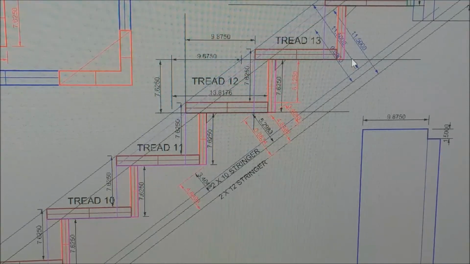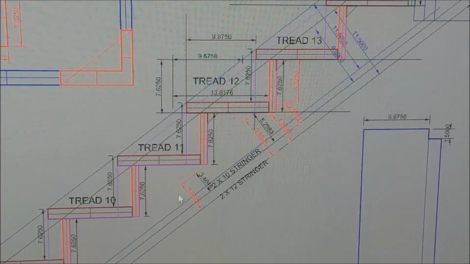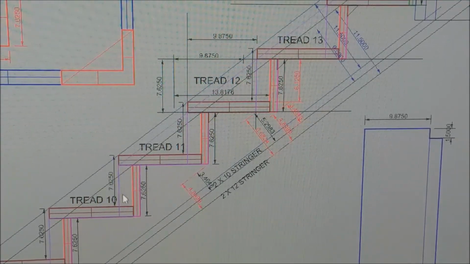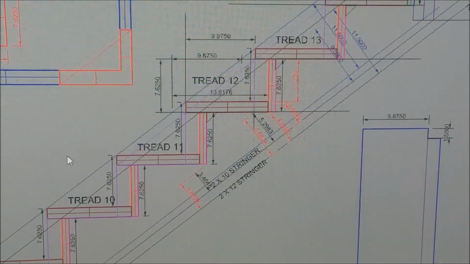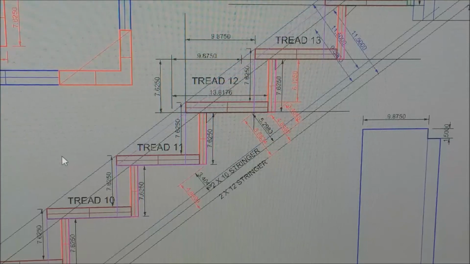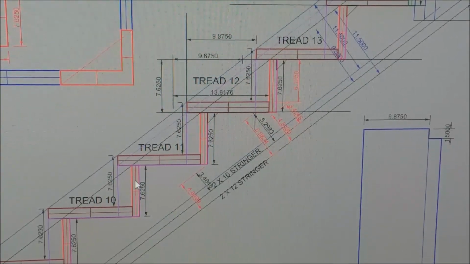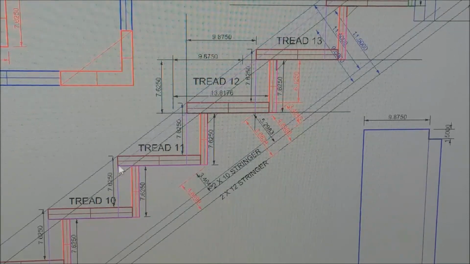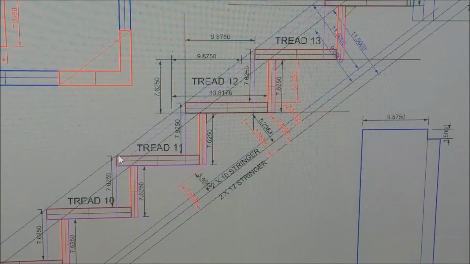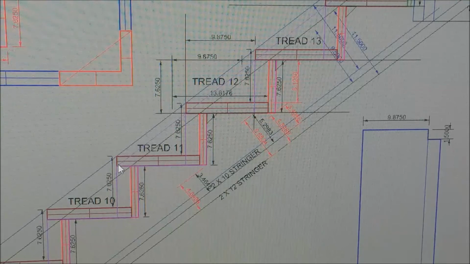You can calculate the run and the rise. We already did that. We just divided by 7.5 and spread the remainder across all the treads, across the actual number of pieces that you have. And then it comes out right. The other number we have is the thickness of the tread.